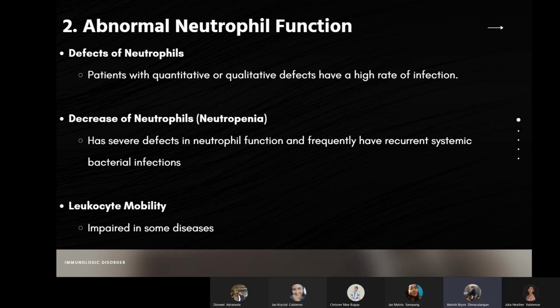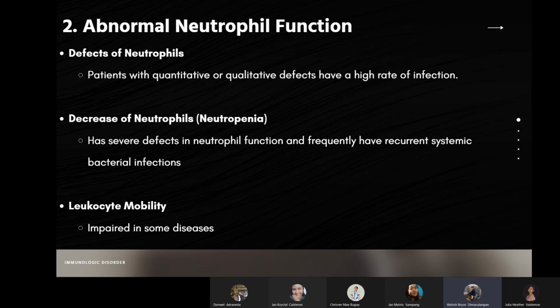Here are some abnormal neutrophil functions. The first is defect of neutrophils. Patients with quantitative or qualitative defects have a high rate of infection. Ito yung neutrophils natin ay hindi nakaka-respond agad sa mga bacteria o foreign substances. Medyo mabagal yung kanyang nagiging movement sa pag-respond due to some infections. Kaya yung individual natin hindi alert yung ating neutrophil when it comes to pagtake ng action, lalong-lalo na pag naging present ang foreign substances sa katawan natin.